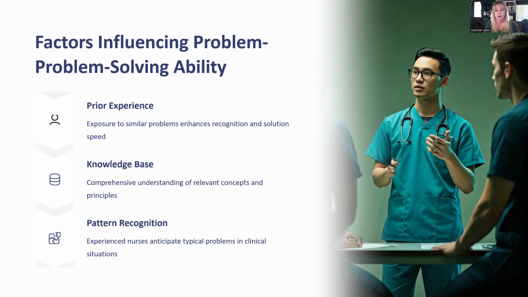And the knowledge base. Students with a stronger knowledge base, theoretical background, and knowledge recall can often identify the relevant information more efficiently when confronted with complex clinical problems. So experience and knowledge base.